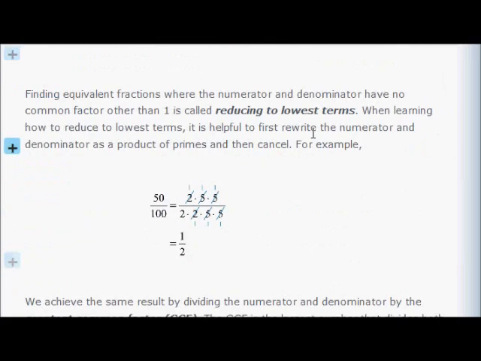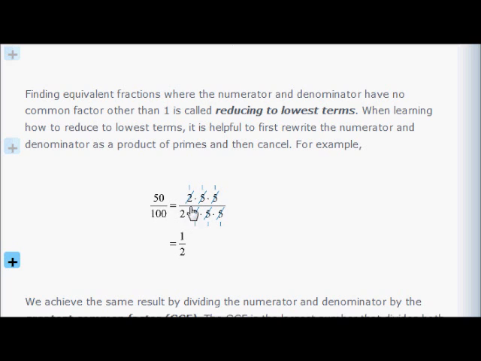So let's just show all of these prime numbers here. 50 over 100 equals 2 times 5 times 5. Remember, 2 times 25 equals 2 times 5 times 5. And in the denominator, we had 4 times 25, right? So that's equal to 2 times 2, which is 4, times 5 times 5, which is 25. 4 times 25, okay? So that's where this came from. 2 times 25 got broken down into these prime factors, 5 and 5. 4 times 25 got broken down into these prime factors, 2 times 2 times 5 times 5.